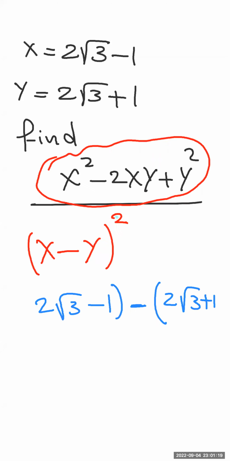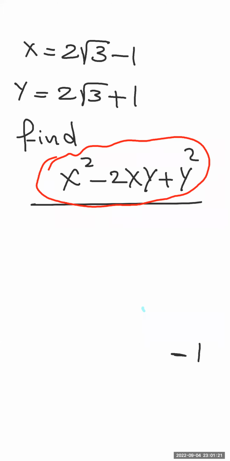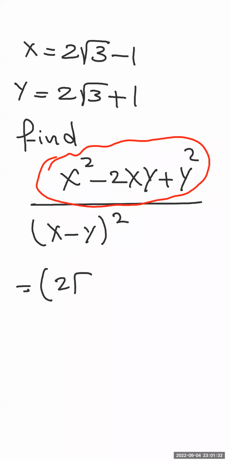Actually, this expression is in the form of (x minus y) all to the power 2, right? This one is (x minus y) to the power 2. So simply, this one will equal x, 2 square root of 3 minus 1.